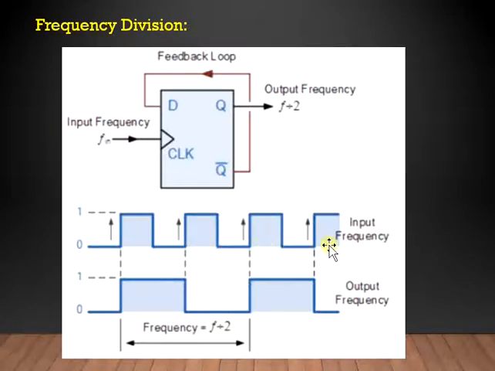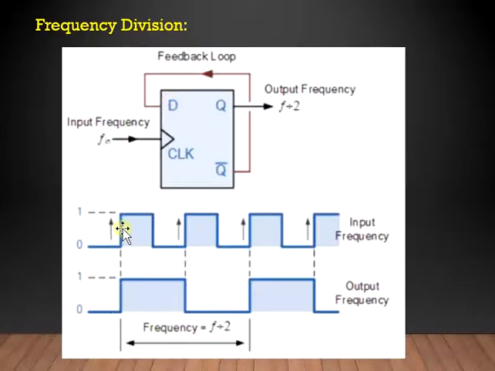So if you connect Q bar as a feedback to the input of the D flip-flop, then it is possible for us to obtain the output frequency, which is actually the division of the initial input frequency. So it is possible for us to divide the input frequency the way we want by connecting Q bar as a feedback loop to the input of D.